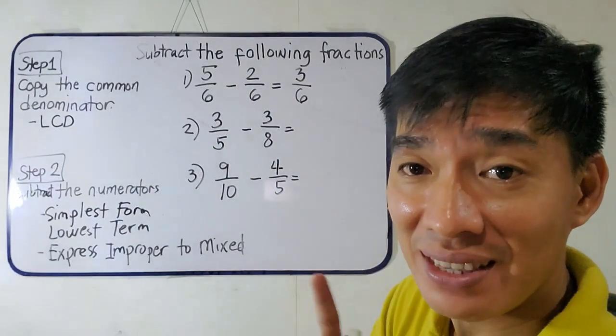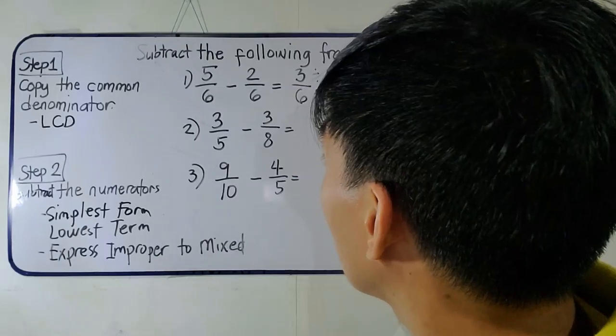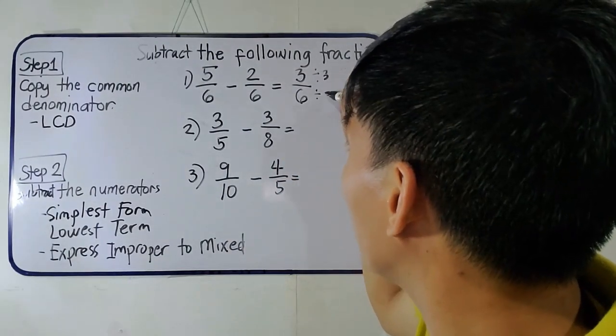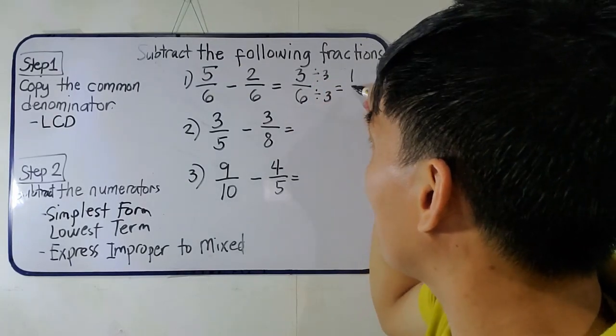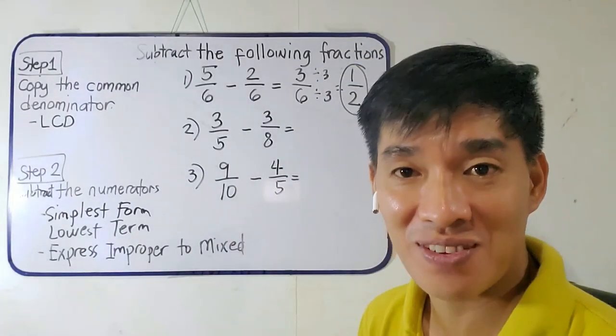So they are not relatively prime. So there's still a number that could divide both the numerator and the denominator, and that is 3. So you divide both by 3. 3 divided by 3 is 1. 6 divided by 3 is 2. So your final answer is 1/2.